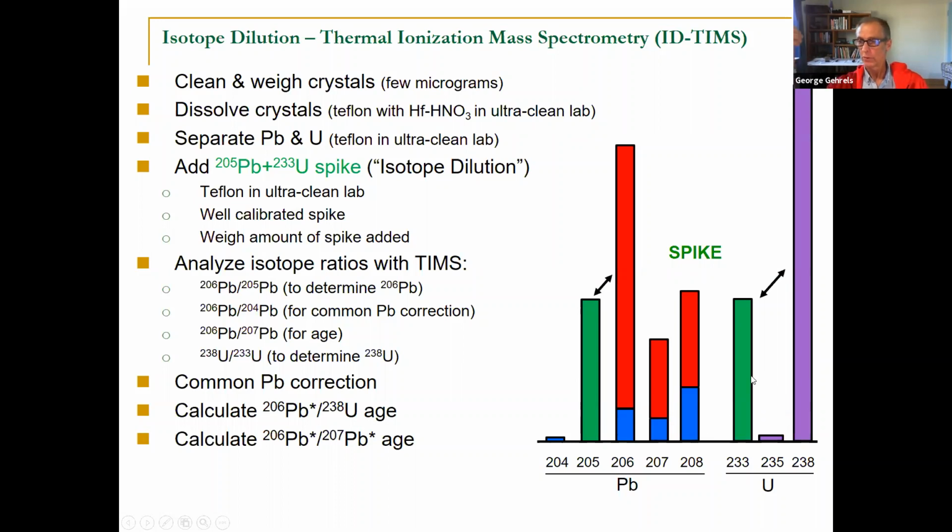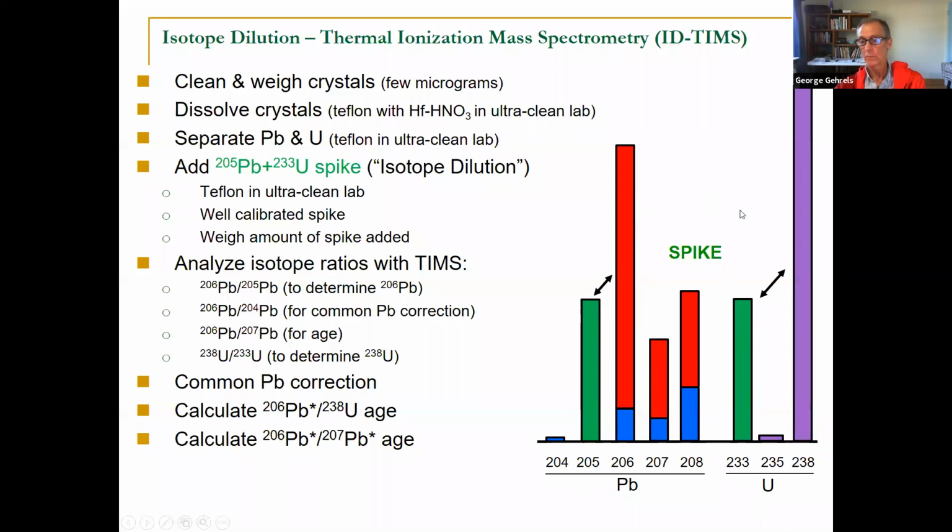And then into that with a pipetter, we add a little bit of a solution spike. And that spike is cool. It consists of 233, which is not naturally occurring. It's uranium, but it's an isotope that does not occur in nature. And also lead 205, also not naturally occurring. So all of the 205 and all of the 233 that we measure in that solution comes from the spike. All of the 206, 207, 208, and 238 that we measure from the solution comes from the sample.